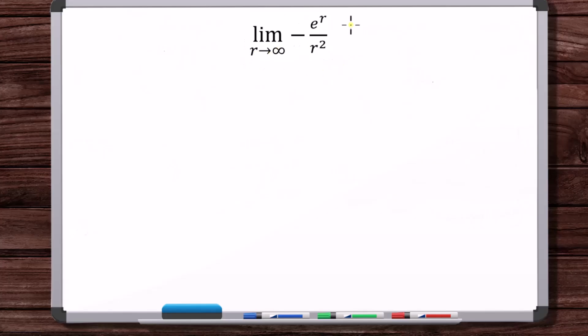Okay, another limit at infinity. So the limit as r approaches infinity of minus e to the r over r squared. So, okay, e to the infinity. e to the arbitrarily large number is just going to be an arbitrarily large number. Infinity squared is just going to be another arbitrarily large number. So you've got minus infinity over infinity.